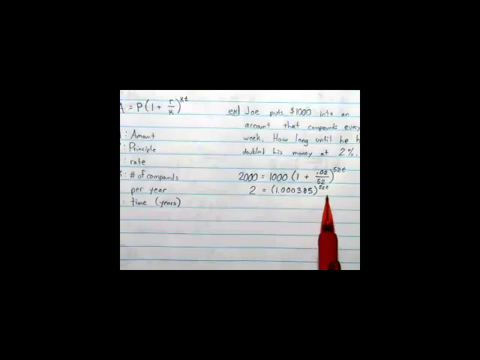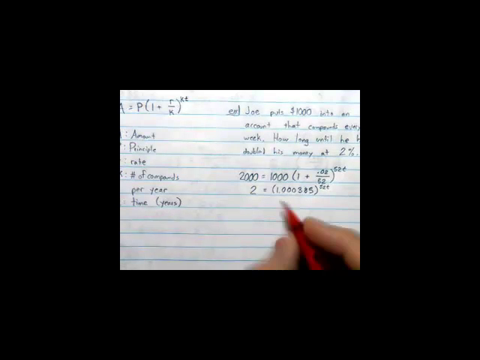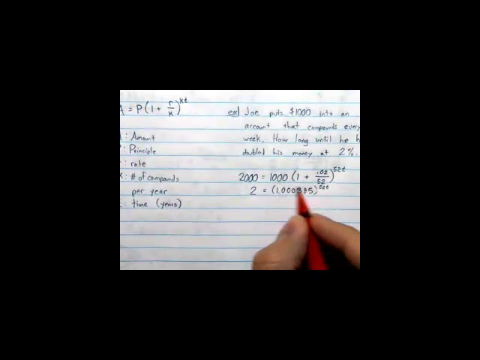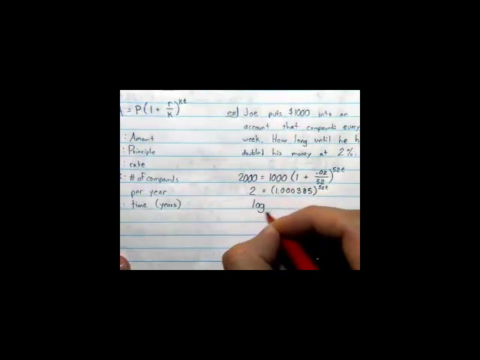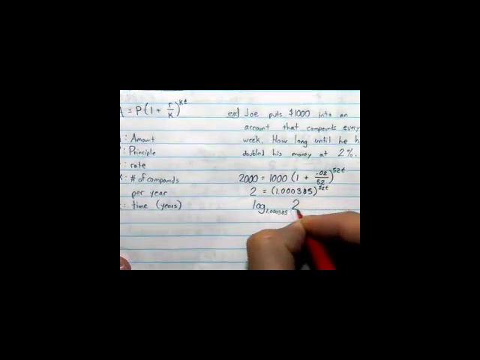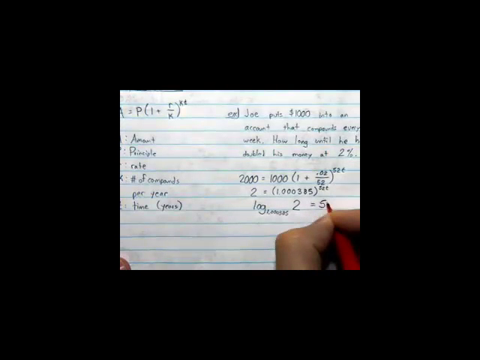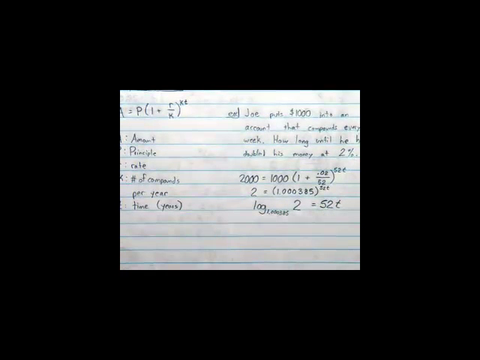At this stage, though, what should I do to solve for t? Got to turn it into a log, right? And the log, this is the base, right? This big 1 point whatever. So log base 1.000385 of 2 equals 52t.